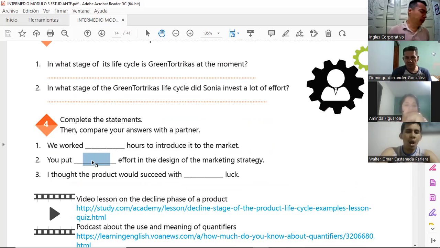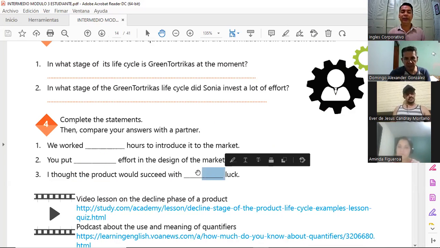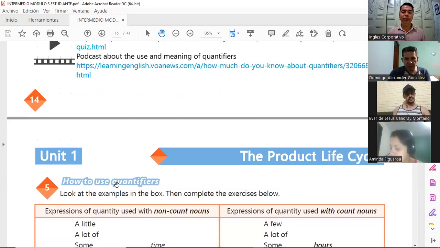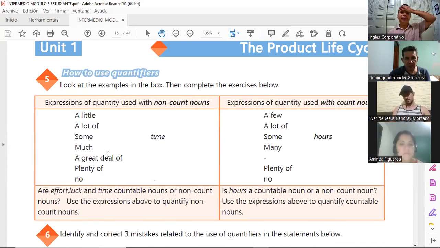And last one, number three, Ever, please. Number three is with the little luck. Little luck. Yes, here, right? Little luck. Excellent. Also, right? And let's go to the last part. We have only 8 minutes to finish, right?